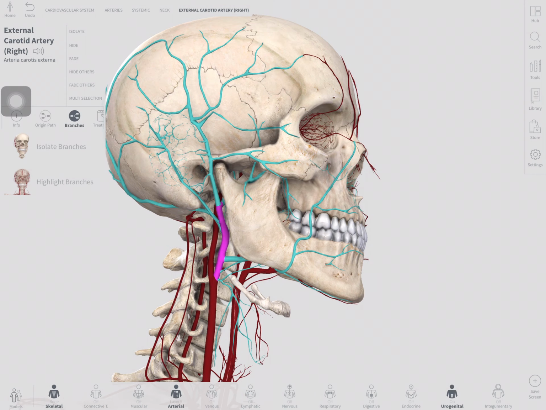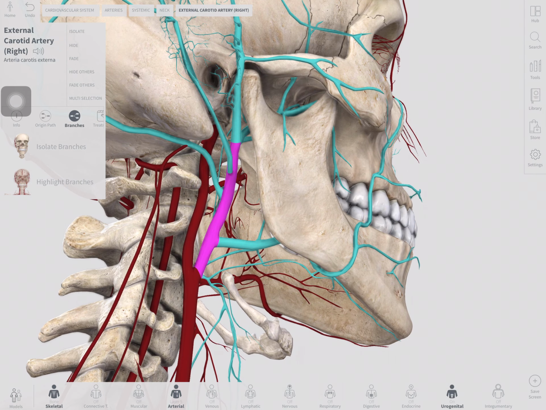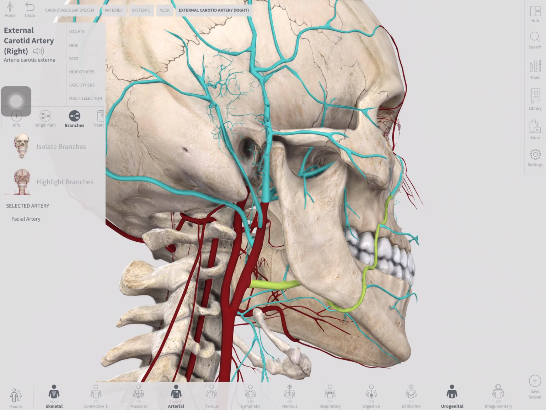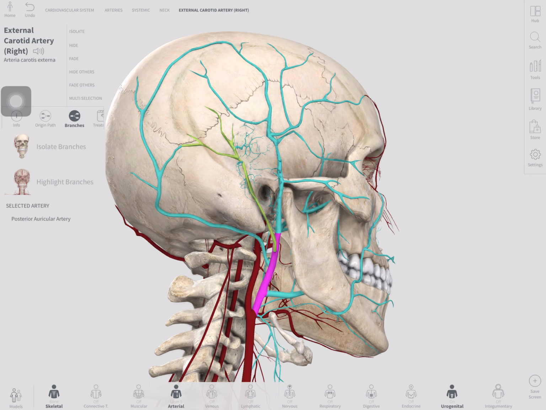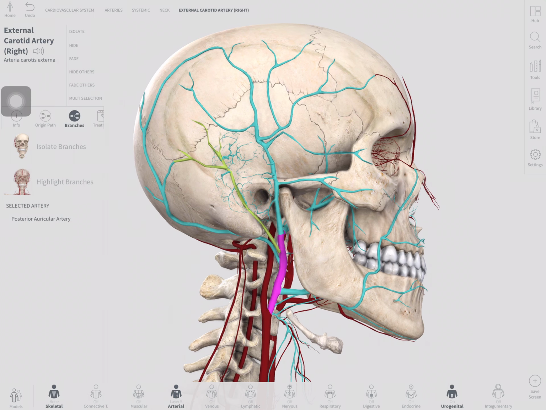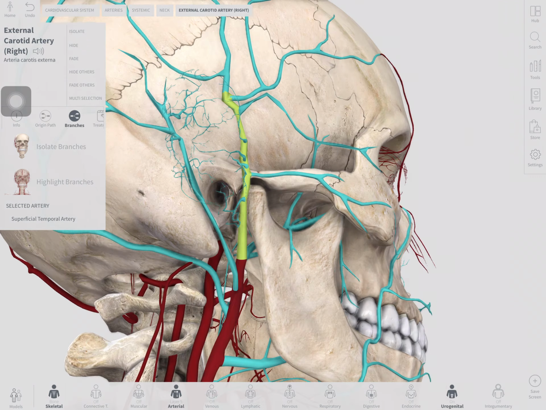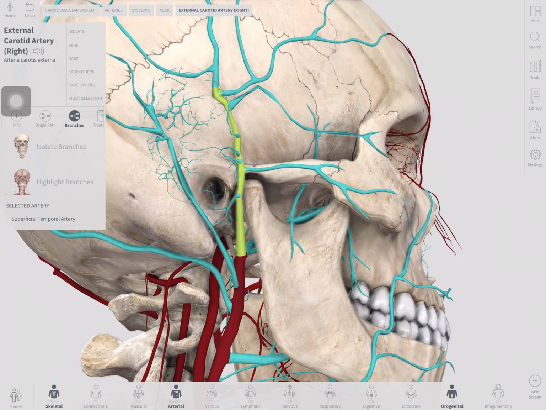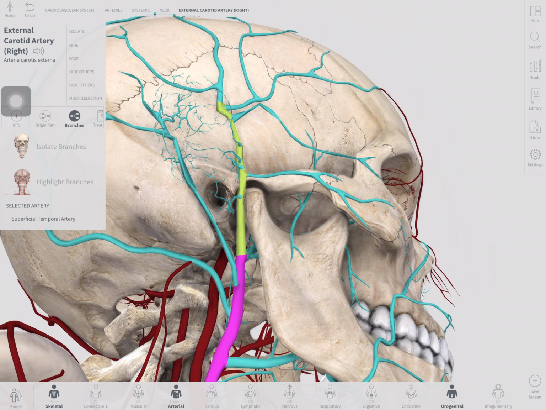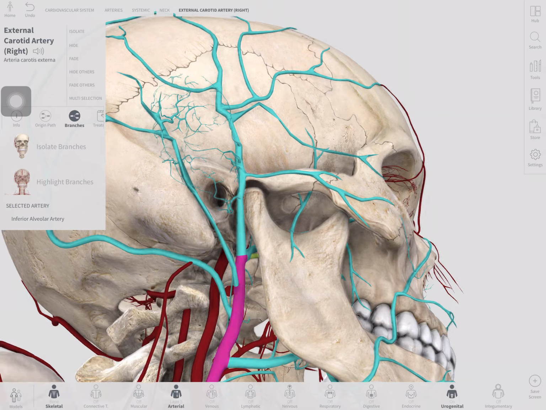The external carotid artery gives various branches like this one. This is the superior thyroid artery, and this is the facial artery, and posteriorly it is giving the occipital artery, then the auricular artery and the superficial temporal artery. Also the middle meningeal artery, which goes inside the meninges, then the maxillary artery, and then the inferior artery.